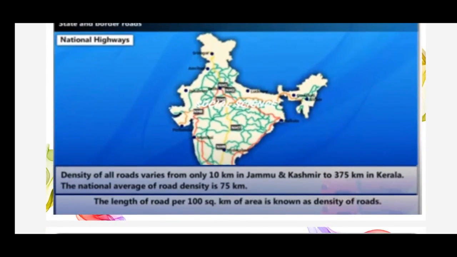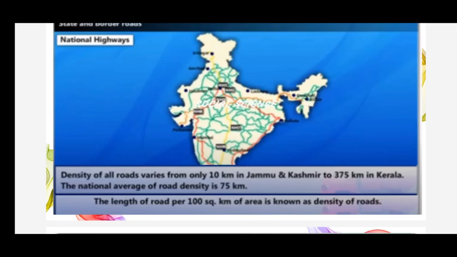So here you can see the distribution of roads, children. In India, the distribution of roads is not uniform. So this distribution can be assessed or measured with the density of roads. What's the meaning of density of roads? It's nothing but the length of road per 100 square kilometers of an area. It means that if you measure the roads in 100 square kilometers, the length you get is called the density of roads in that area.